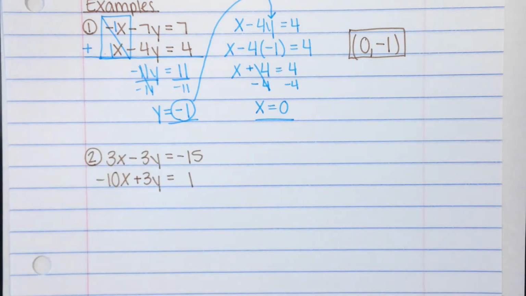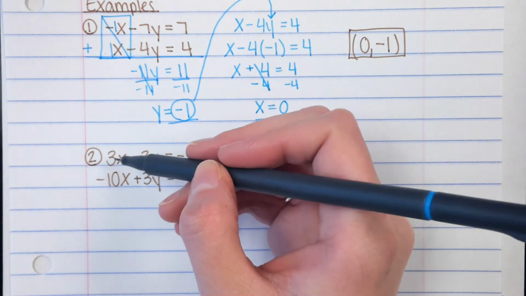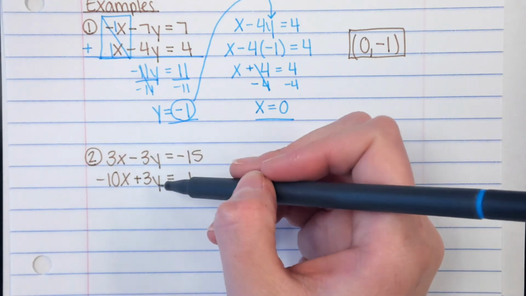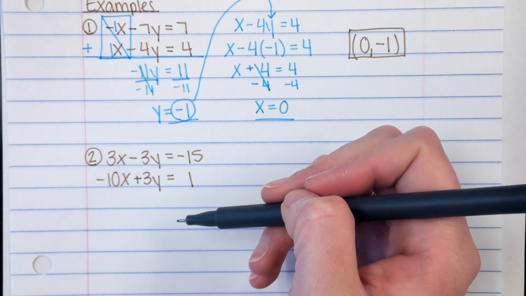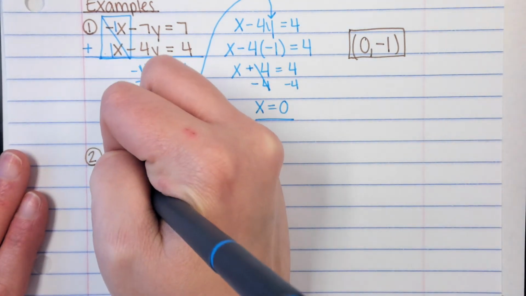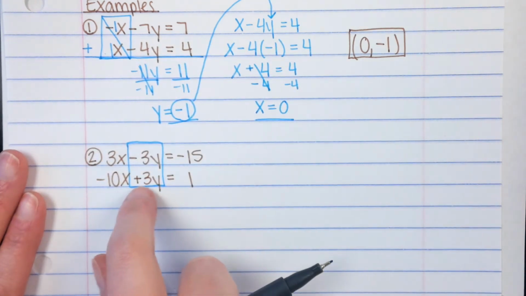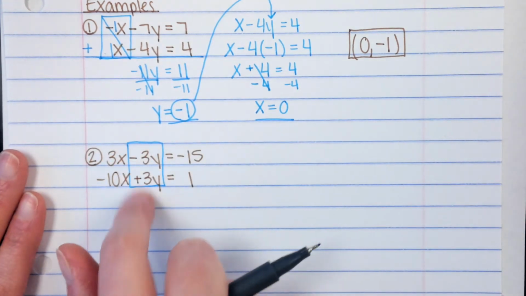Okay, here's example number 2. If you feel comfortable, you can pause the video and give it a try on your own and then check it with me. All right, so look at your x's and your y's. We have a 3 and a 10 and a -3 and a 3. So which variable has matching coefficients? It's y. So I want you to box your y's, and you have to include that operation that's in front because we need to pay attention to that.